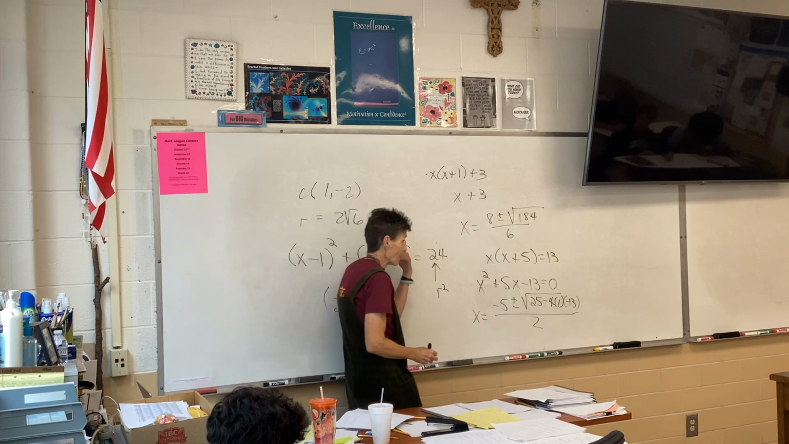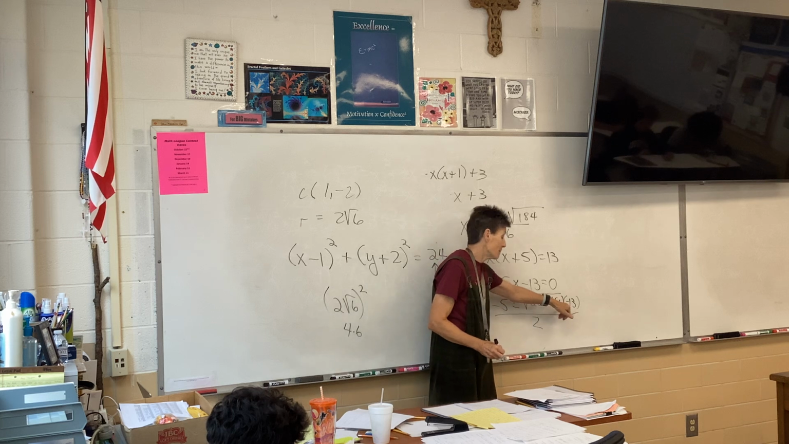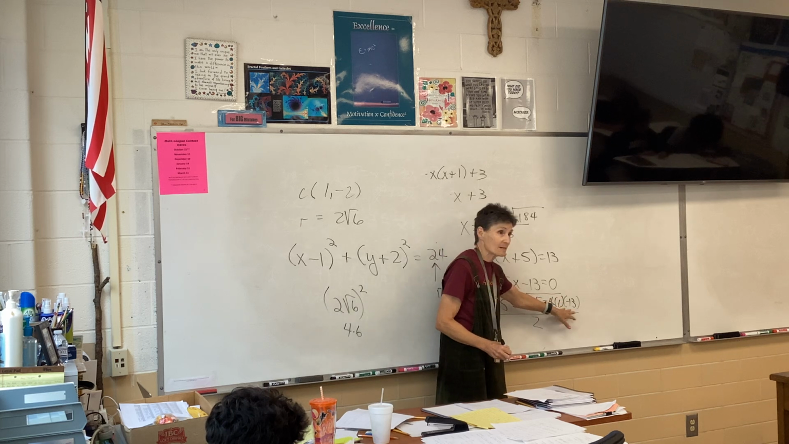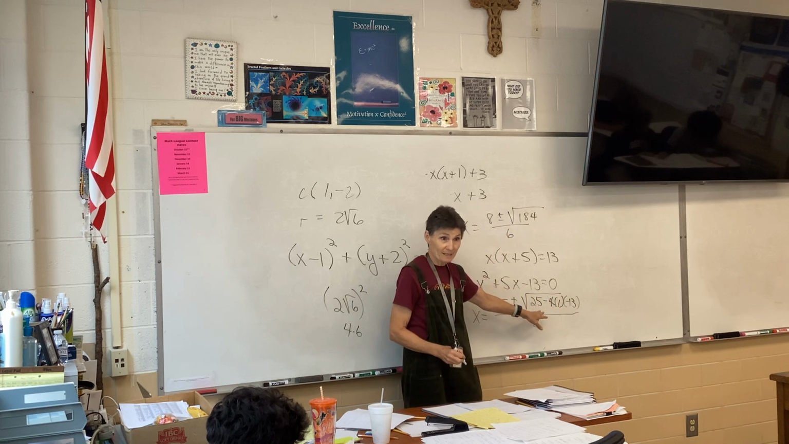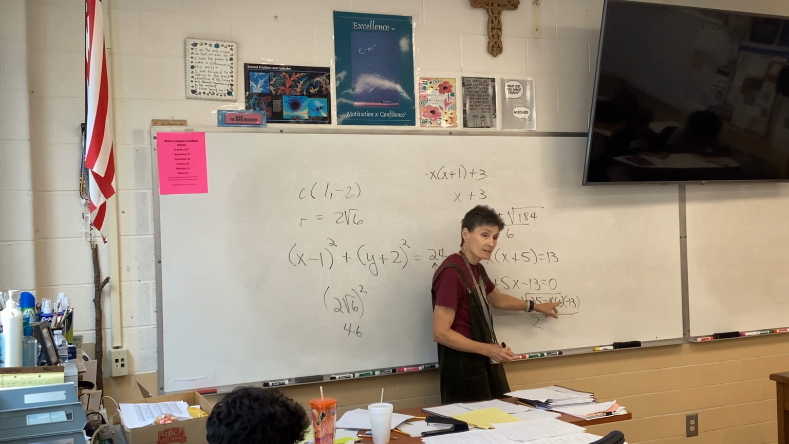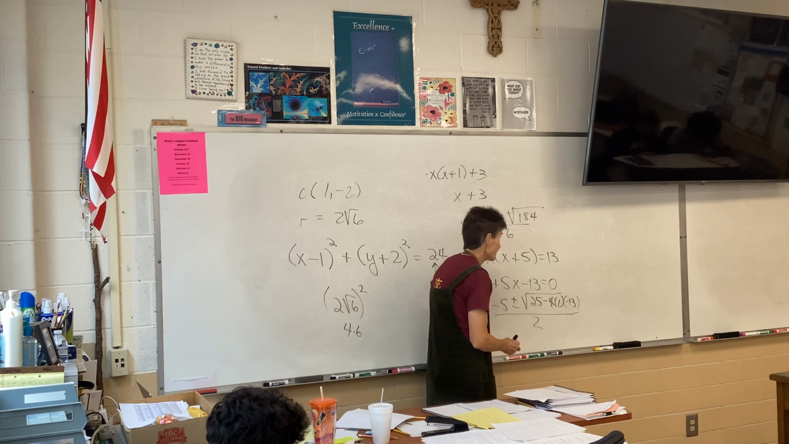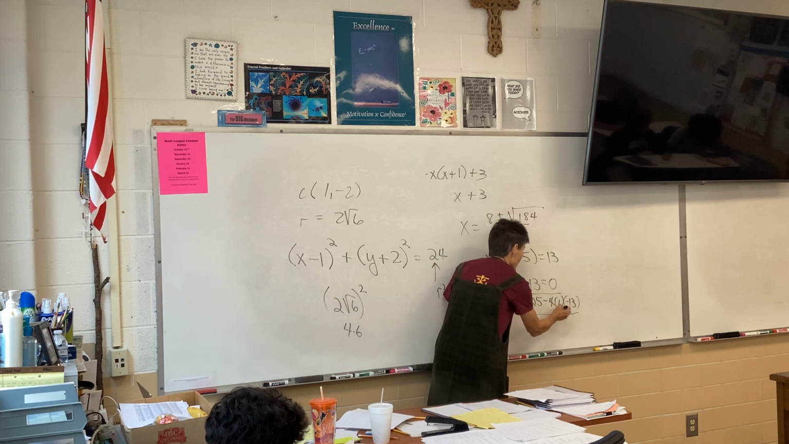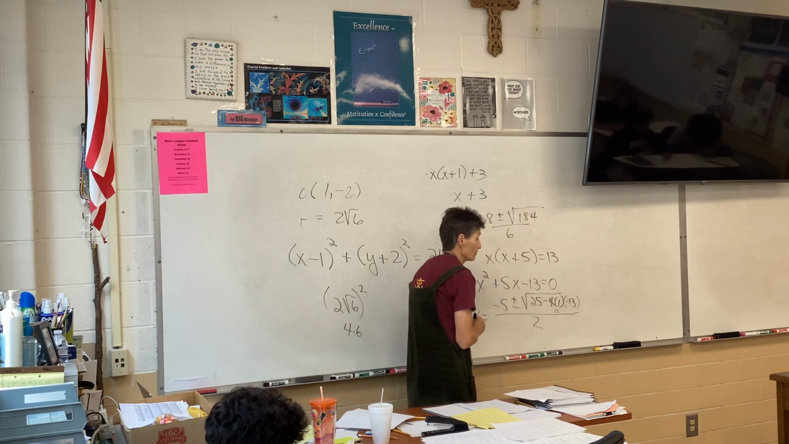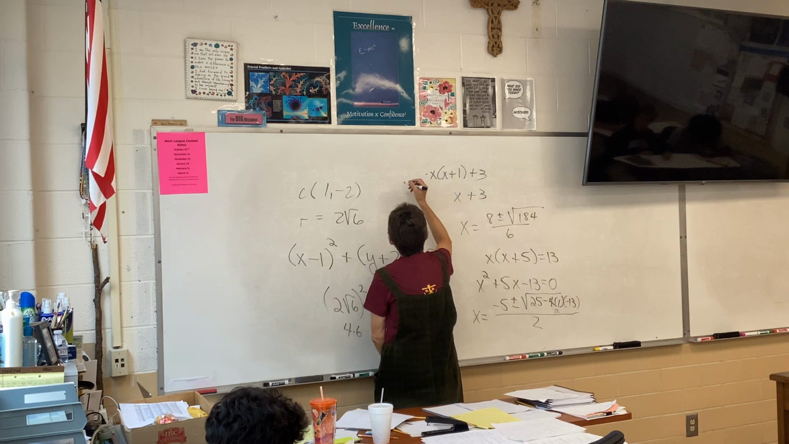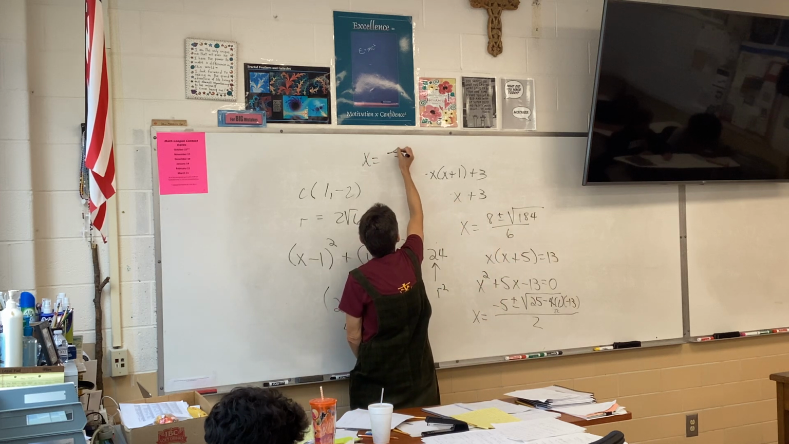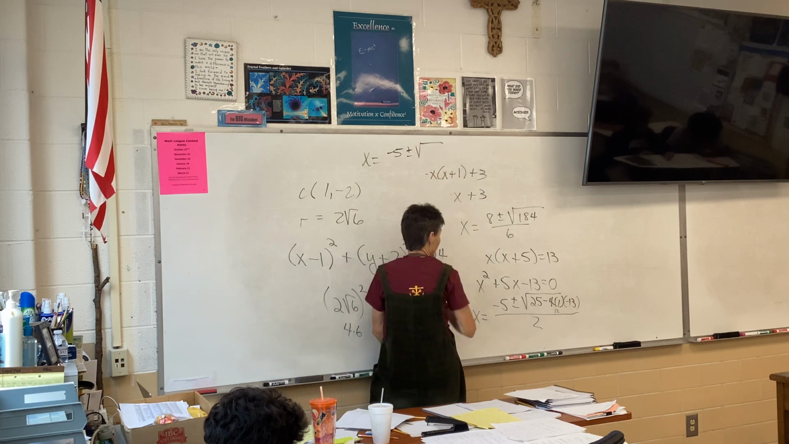Now, we have the same thing under here that we had a minute ago. That's not going to be a subtraction. That's going to be an addition because it's minus a negative. So 4 times 13 is 52. Yeah. So I'm going to have negative 5 plus or minus the square root of.